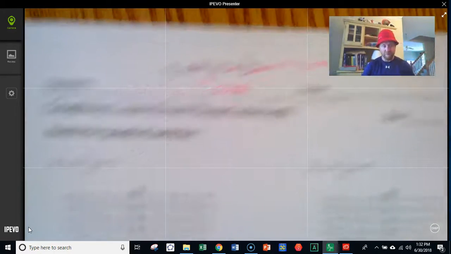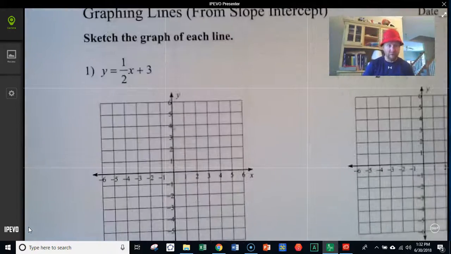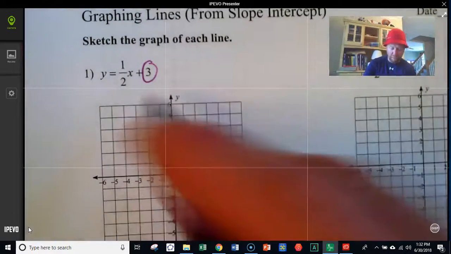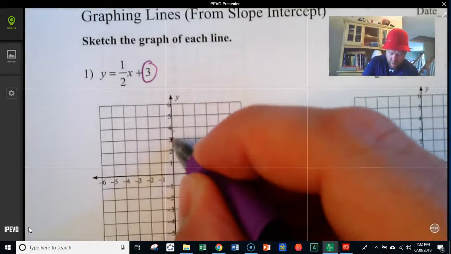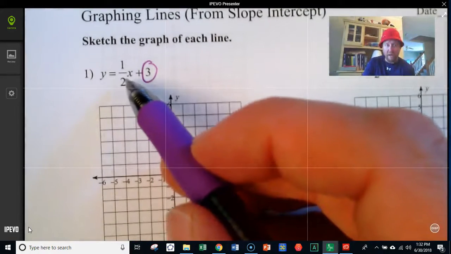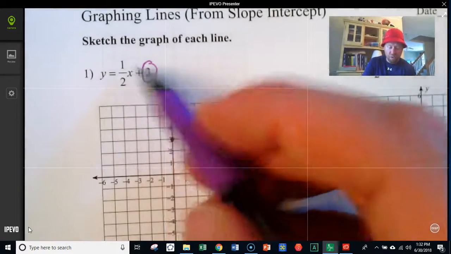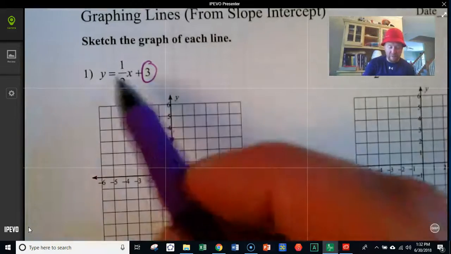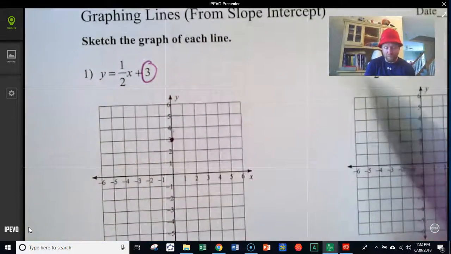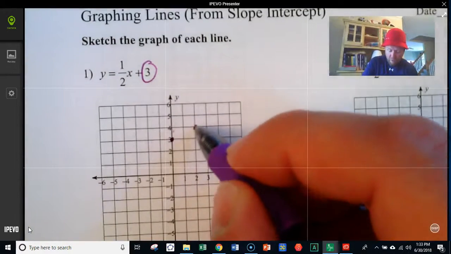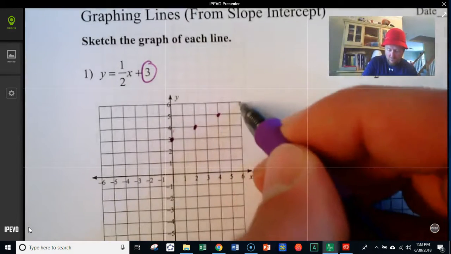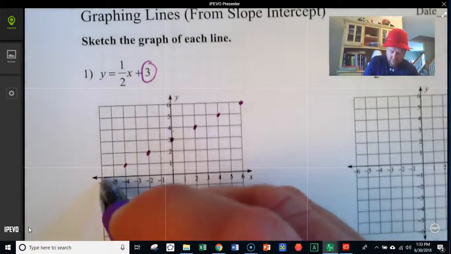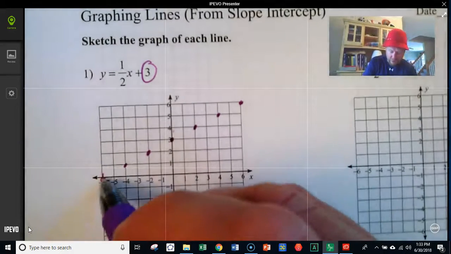So let's start. Okay, so here our y-intercept is 3. It's a positive 3. So here, and our slope is 1/2. Remember that slope is change in y over change in x. So that means this line goes up 1, forward 2. So up 1, forward 2, up 1, forward 2, up 1, forward 2. We can go in the reverse direction and plot some more points. And there we go. There's our line.